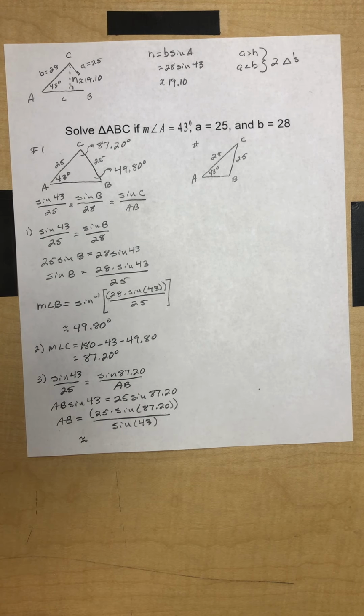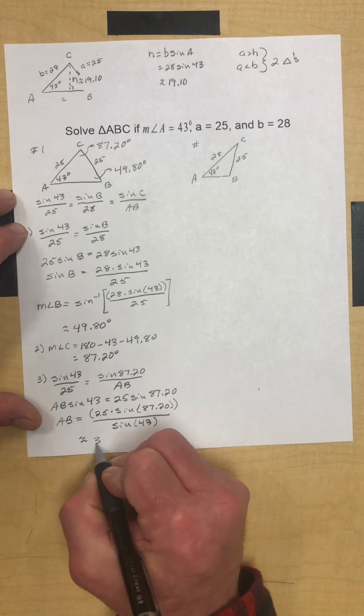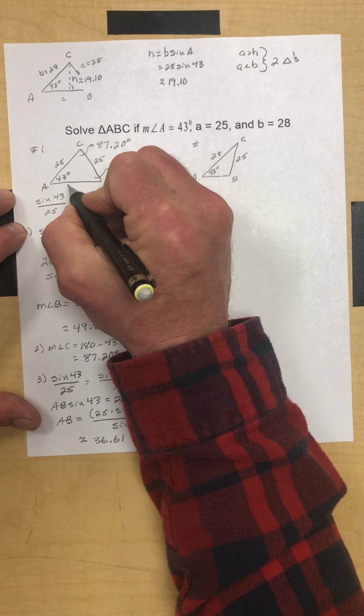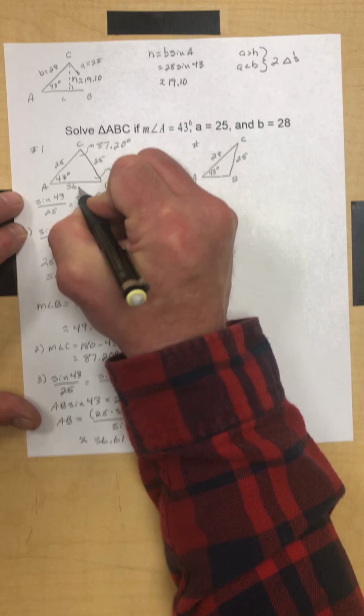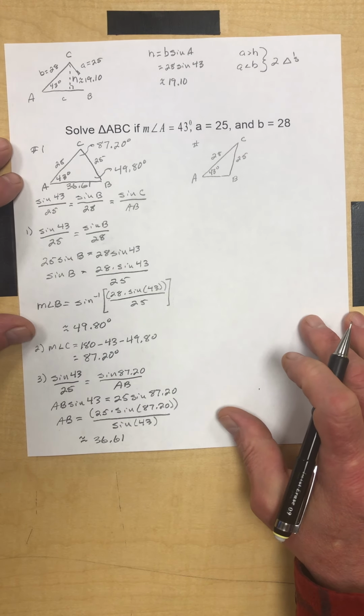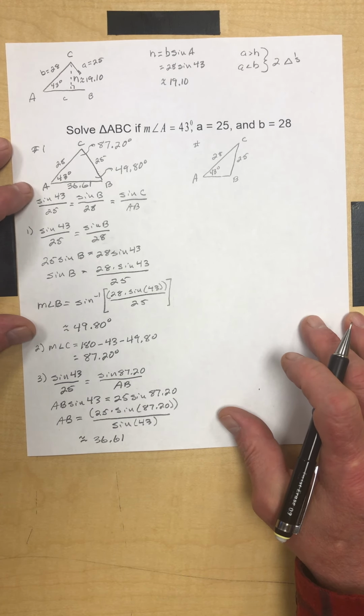Let's see what we got. 25 times the sine of 87.20, double parenthesis, divided by the sine of 43. And I am getting 36.61. Okay, so the length of side B would be 36.61. Take a look, make sure it makes sense.